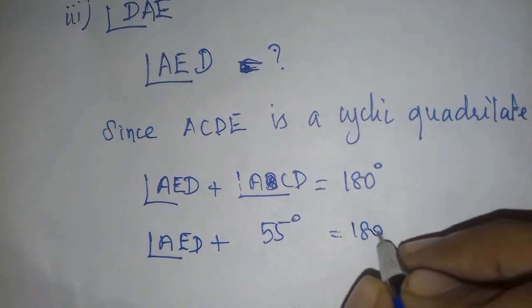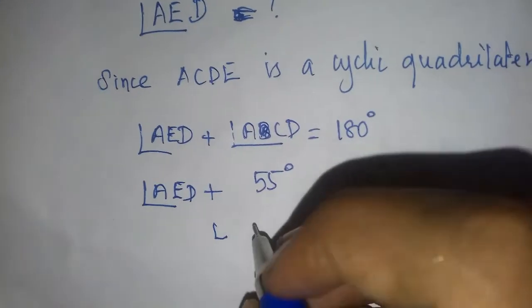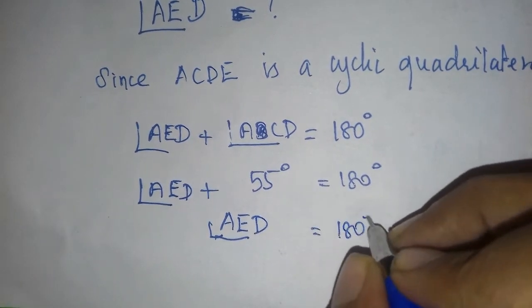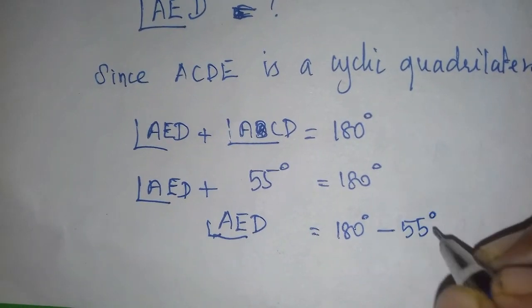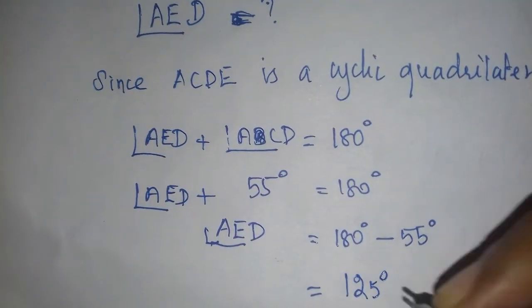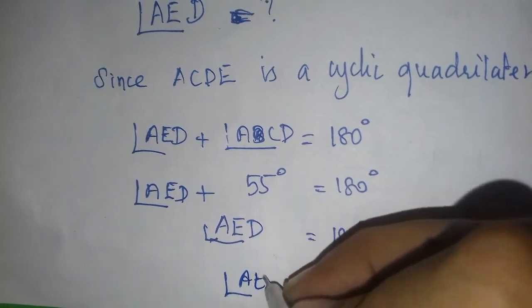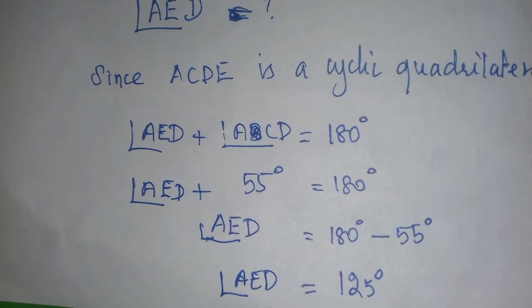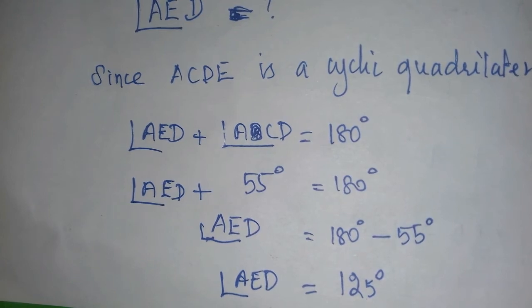That is equal to 180 degrees. Angle AED is equal to 180 degrees minus 55 degrees. What will you get? 125 degrees. Angle AED is equal to 125 degrees. Now we get this like this. Now we know two angles in the triangle, so we can find the other angle by the sum of the angles of a triangle being 180 degrees. Shall we find that? Okay. How will you find that?